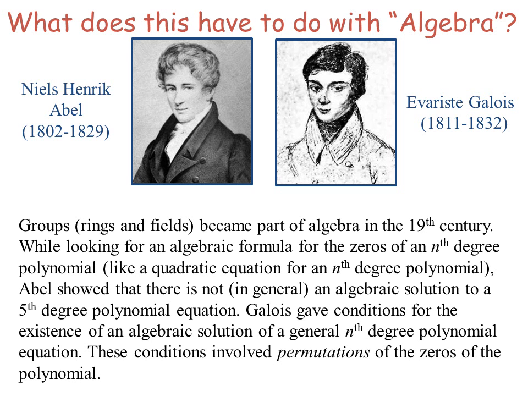Groups, and rings and fields, became part of algebra in the 19th century. While looking for an algebraic formula for the zeros of an nth degree polynomial, like a quadratic equation for an nth degree polynomial, Abel showed that there is not, in general, an algebraic solution to a fifth-degree polynomial equation. Galois gave conditions for the existence of an algebraic solution of a general nth-degree polynomial equation. These conditions involved permutations of the zeros of the polynomial.